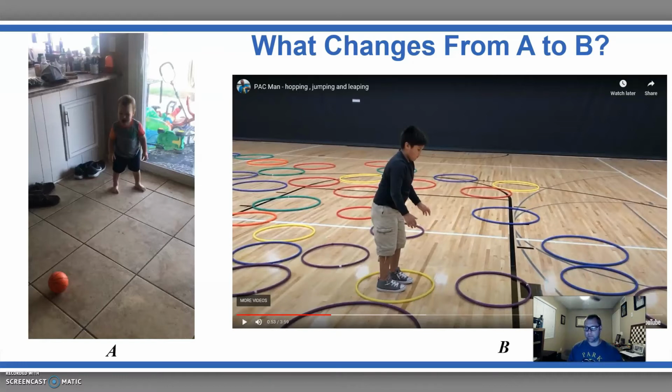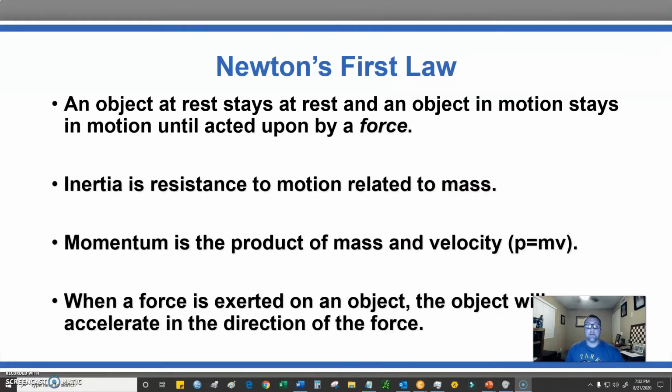Now, as we get into Newton's first law, this is just our objects in motion stay in motion, objects at rest stay at rest. As we look at this first law of motion, all we really want to remember here are the two terms inertia and momentum. Inertia is our resistance to motion, and that's related to our mass. So you're going to have more resistance to motion the heavier you are. You're also going to have more resistance to stopping the heavier you are if you're already in movement.